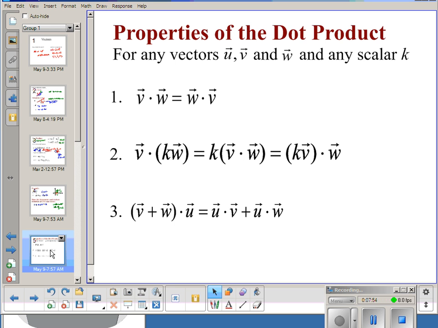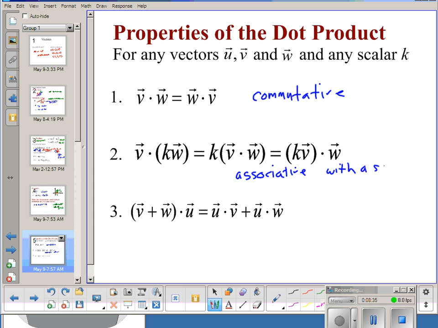So a few properties of the dot product. If I have vectors u, v, and w, and any scalar number k, number 1, v dot w is the same as w dot v. In other words, dotting as an operation is commutative. And then number 2, v dot kw is the same as k times v dot w, which is the same as kv dot w. So we sort of have this associative property with respect to a scalar and 2 vectors.